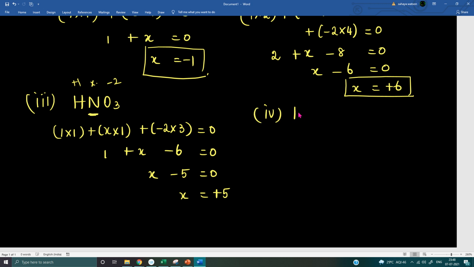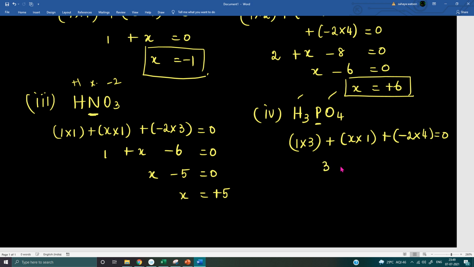Let me take H3PO4. The unknown element whose oxidation number should be found out is phosphorus, because we know the oxidation number of hydrogen and oxygen. Again let me apply. The oxidation number of hydrogen is 1 and the number of atoms is 3, plus X into the number of phosphorus atoms, which is 1, plus -2 into the number of oxygen atoms, which is 4, equal to 0. 3 plus X minus 8 is equal to 0. X minus 5 equal to 0. X is equal to +5.